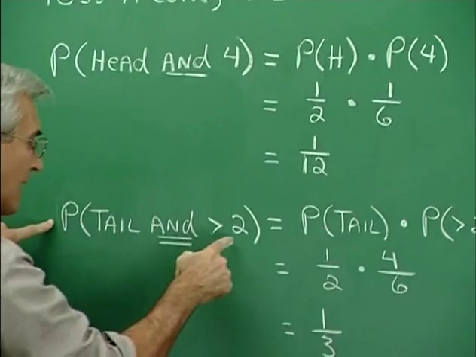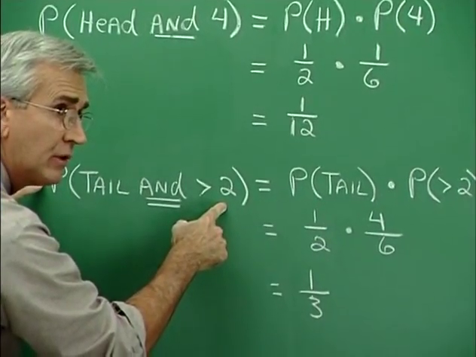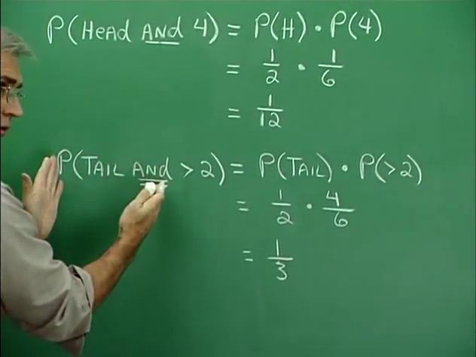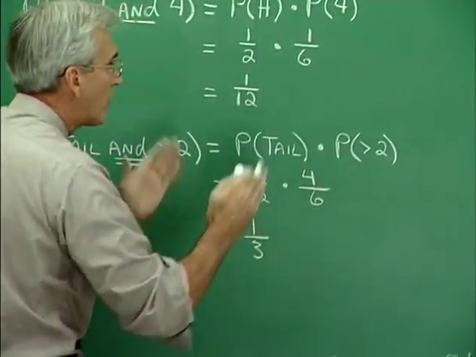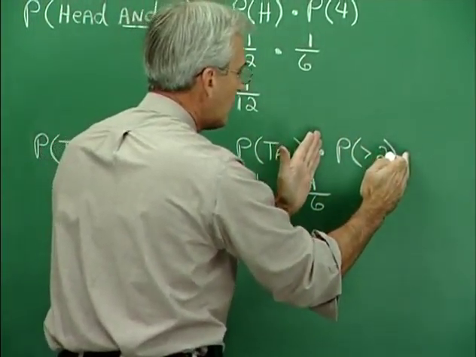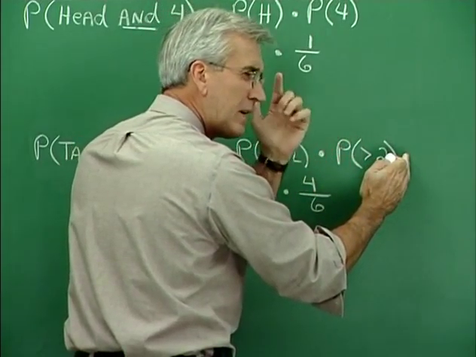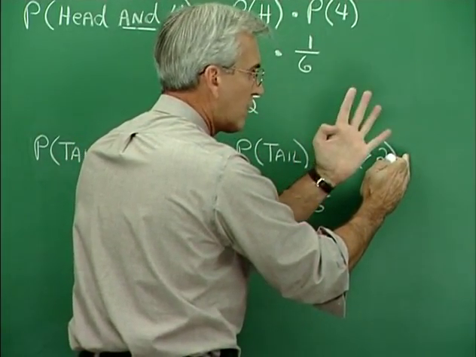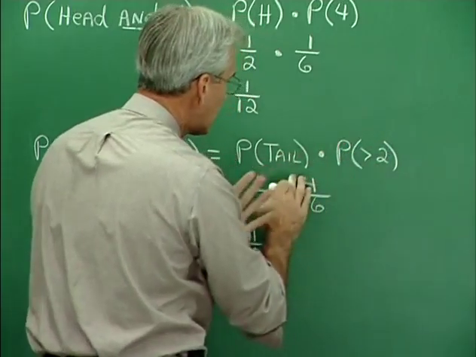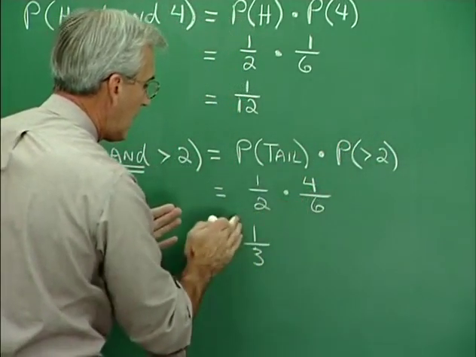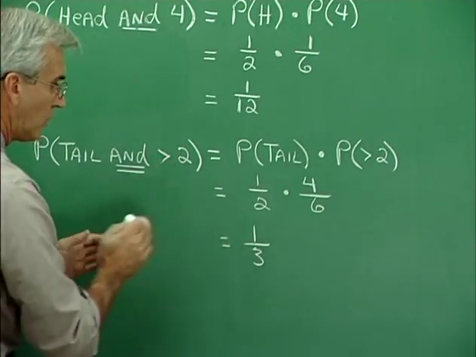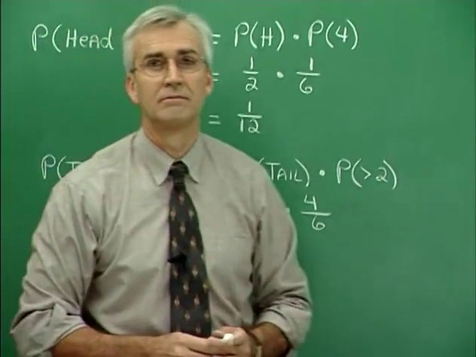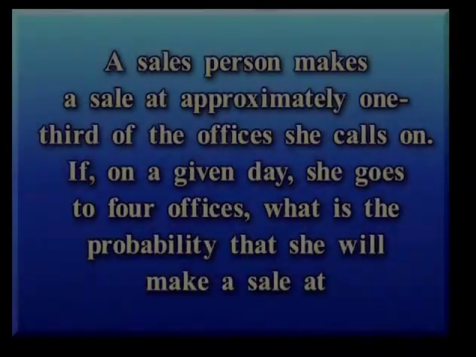Probability of tails and a number greater than 2. Well, let's separate them and multiply. The probability of tails, well, that's just 1 in 2. The probability of a number greater than 2: that would be 3, 4, 5, 6. There are 4 of those, so it's 4 out of 6. And now multiplying, we find that the probability of tails and a number greater than 2 would be 1/3.